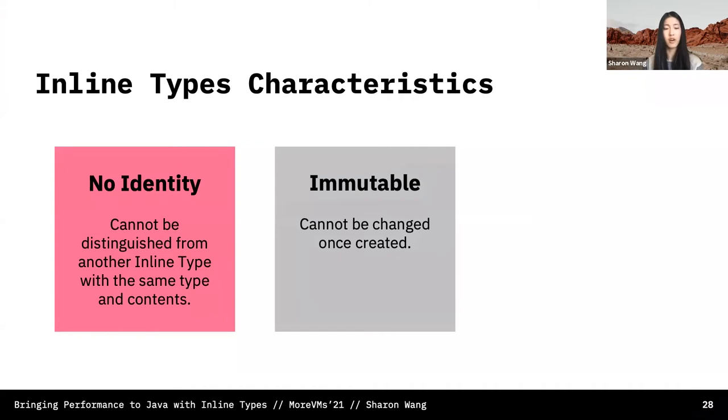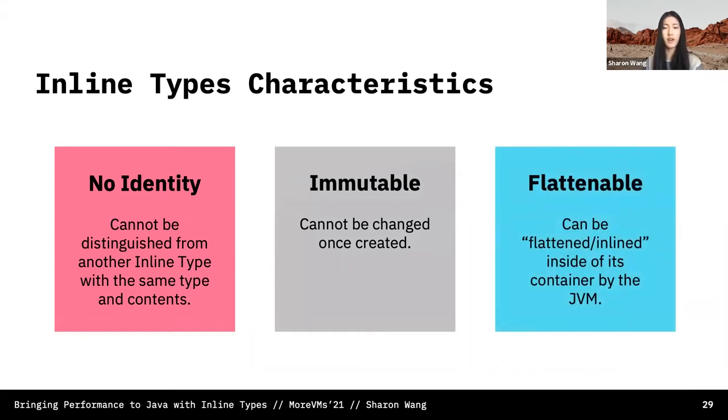Next, inline types are immutable. So once they're created, they can't be changed. And this is quite like primitives. If you want to change a value, then you create a new instance with the data you want. Lastly, inline types are flattenable, which means that the JVM can flatten or inline the data within its container.